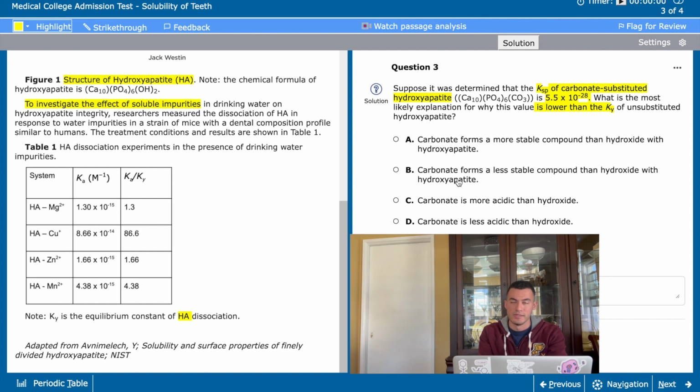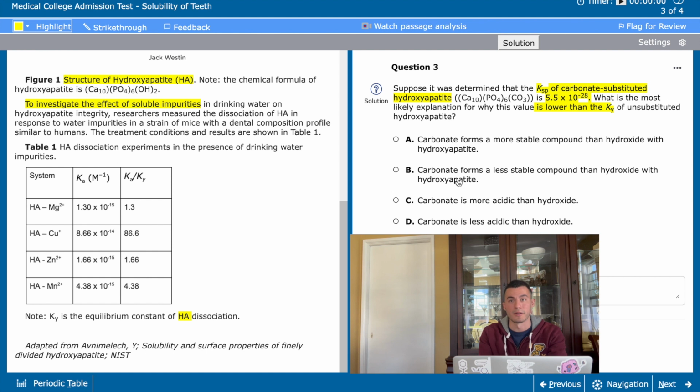See, the thing is, I'm not too big of a fan of this answer because the KSP is lower, meaning it's less likely to be soluble, so carbonate should actually fit with answer choice A a bit more. Now, carbonate is more acidic than hydroxide. This might be a tempting answer, but we can't really pick it because we don't know about the specific KSP values here. And that's why I'm not too big of a fan of C and D.